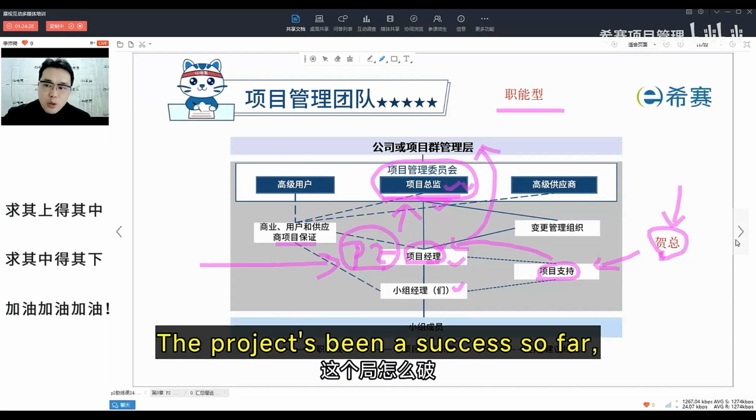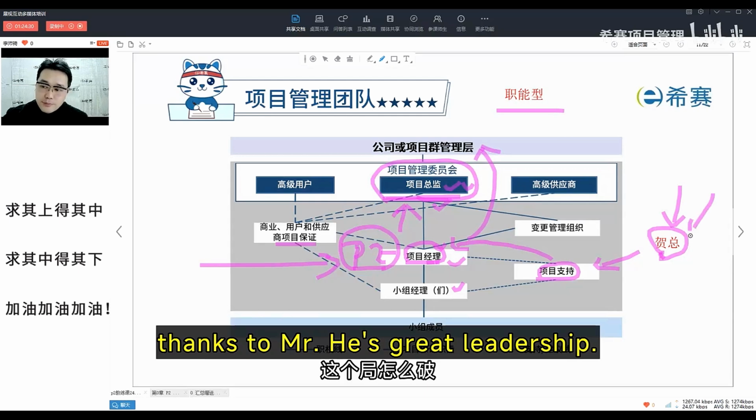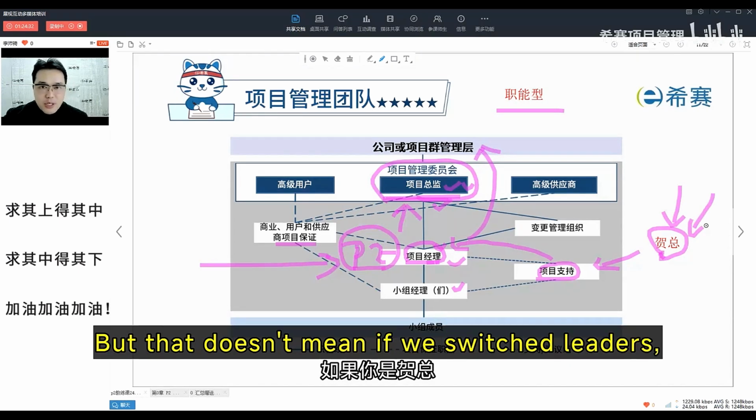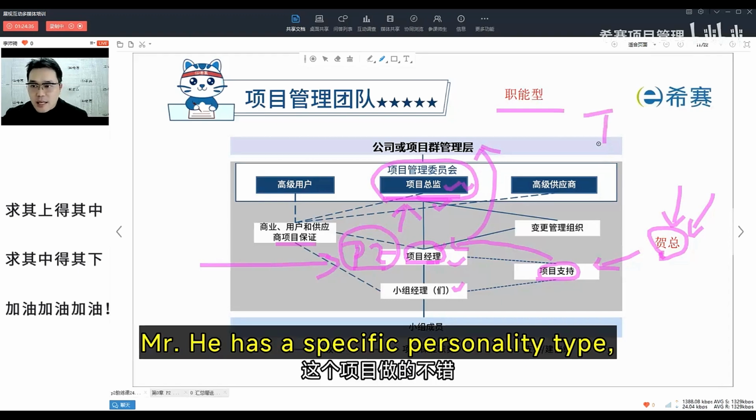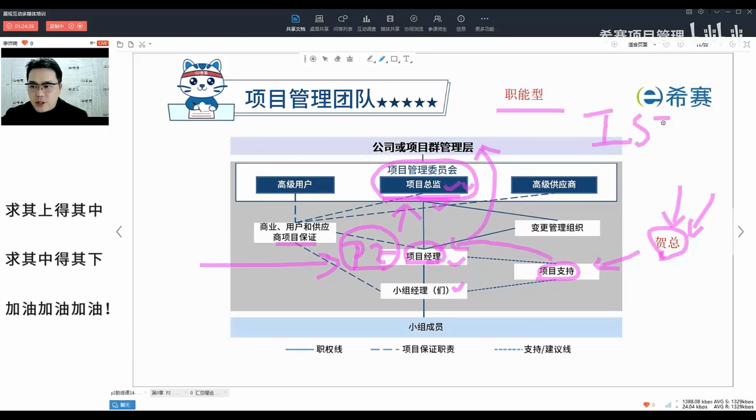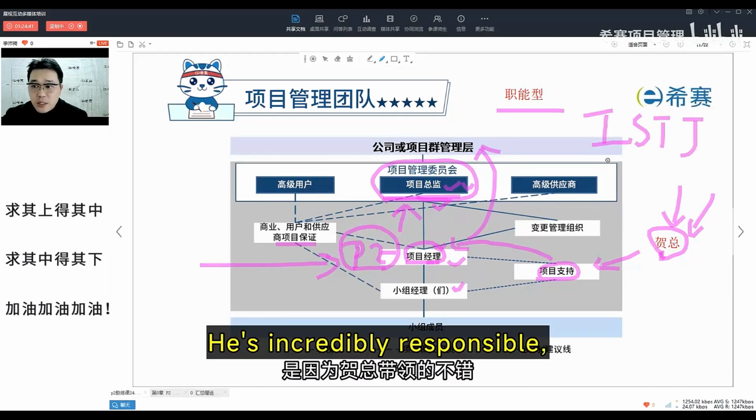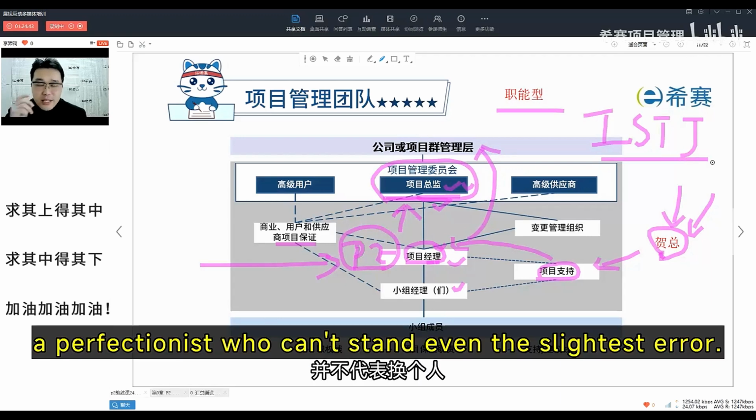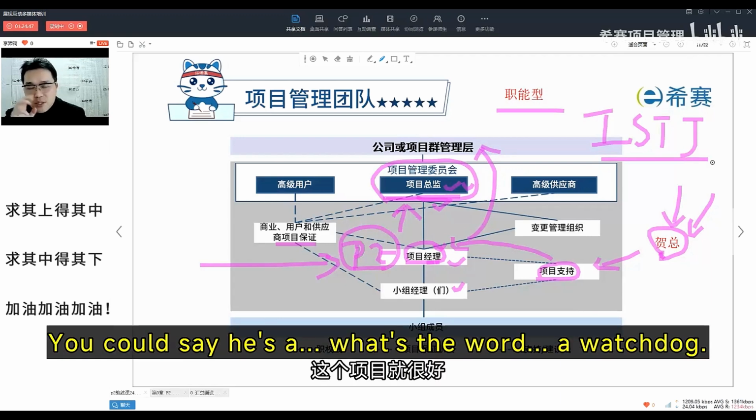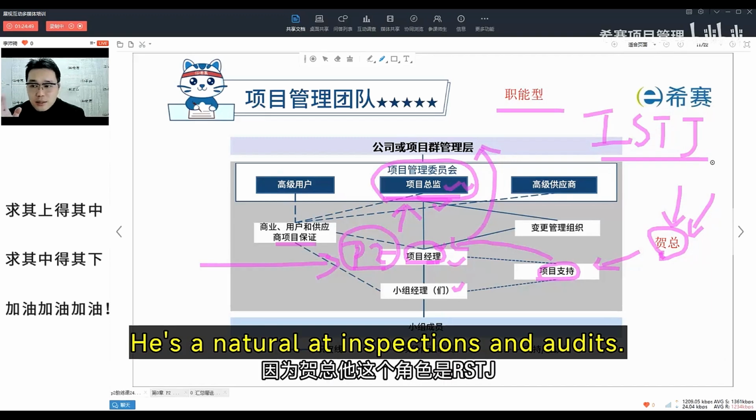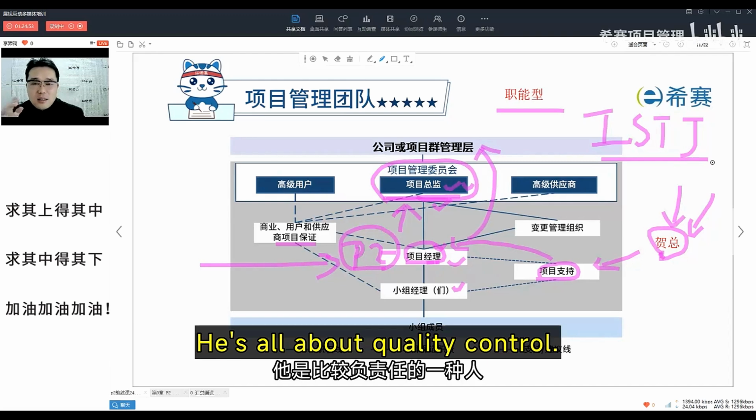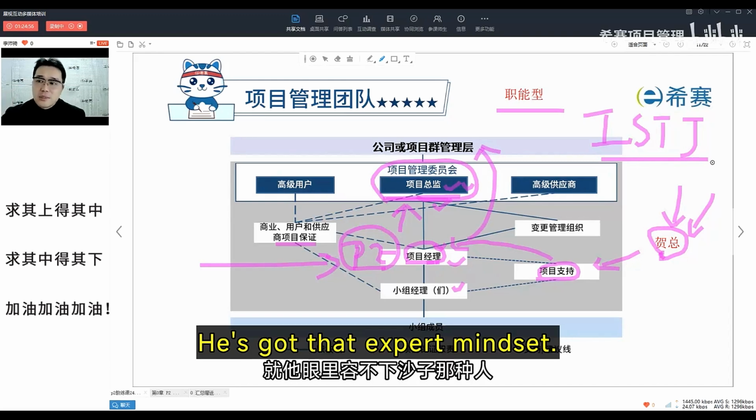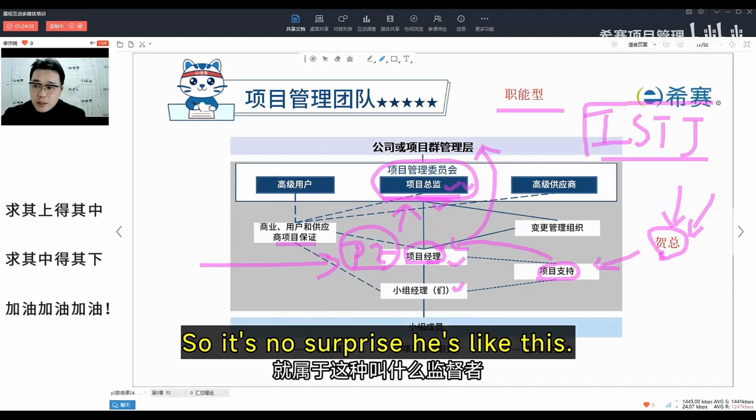The project's been a success so far, thanks to Mr. He's great leadership. But that doesn't mean if we switch leaders, the project would automatically excel. Mr. He has a specific personality type. He's incredibly responsible. A perfectionist who can't stand even the slightest error. You could say he's a watchdog. He's a natural at inspections and audits. He's all about quality control. He's got that expert mindset. So it's no surprise he's like this.